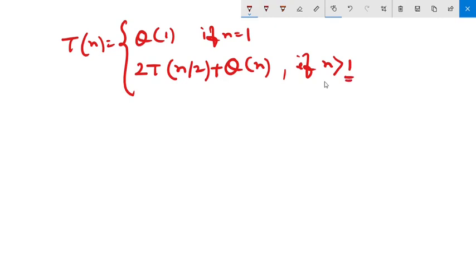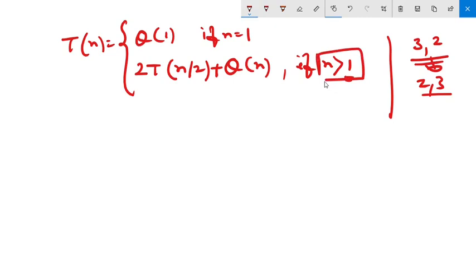When the situation is more than one input, let's say 3 and 2, these two are there, so the input size is 2. In the case of merge sort, it is a trivial case though, 2, 3. So this is n greater than 1. This is how the recurrence relation looks.